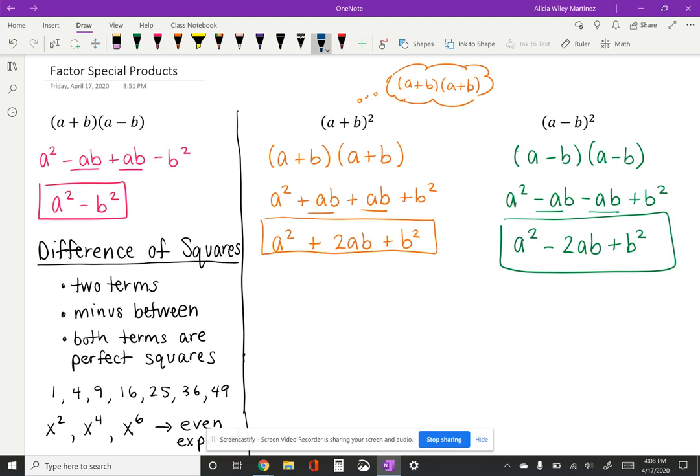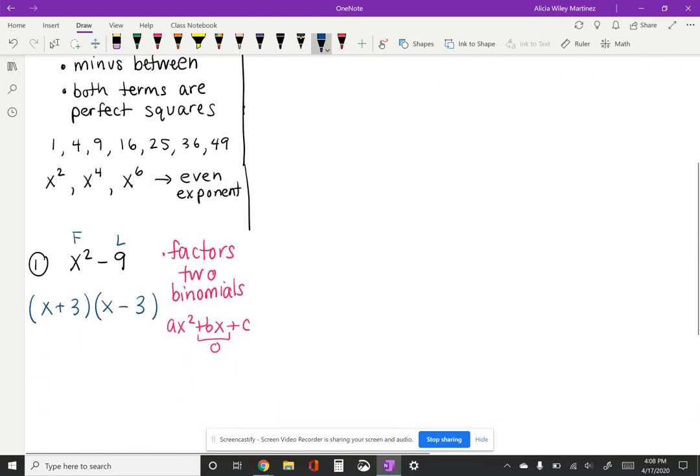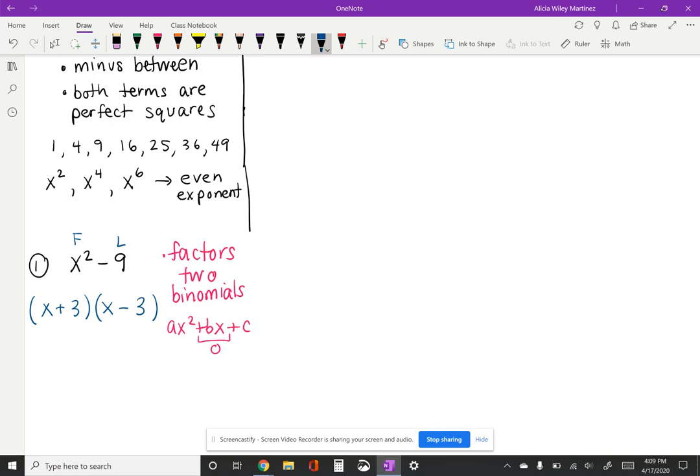I had mentioned that before. Kind of think of it as same terms, opposite signs, sort of shorthanding that. It's not a very technical way of saying it, but that's essentially what you have going on here in the factored form. So I know when I'm factoring a difference of two squares that my terms are going to look the same, except for the sign in between is going to be opposite.